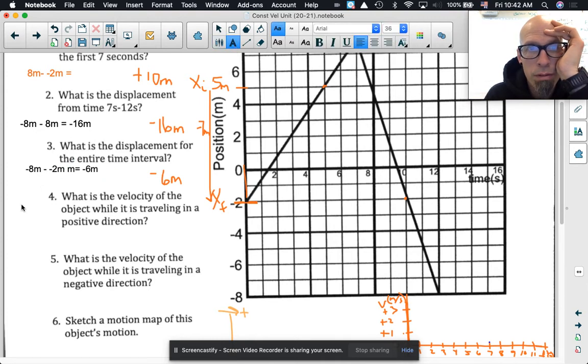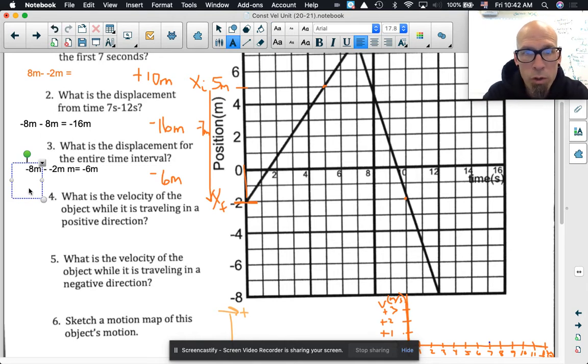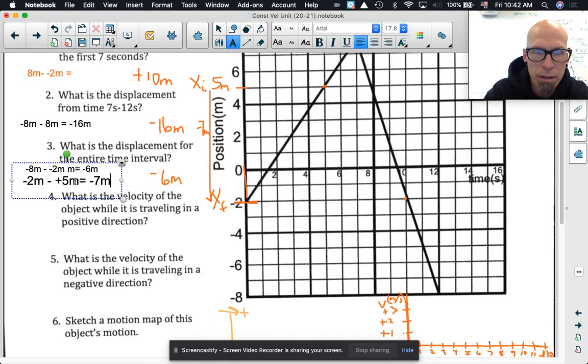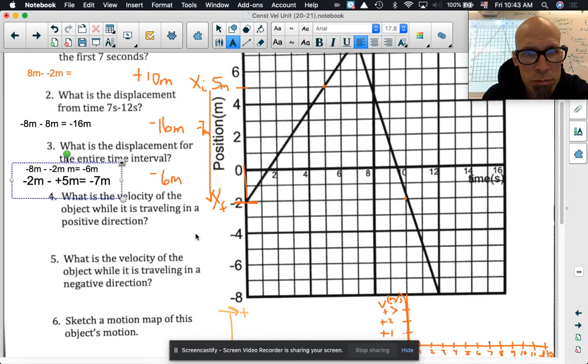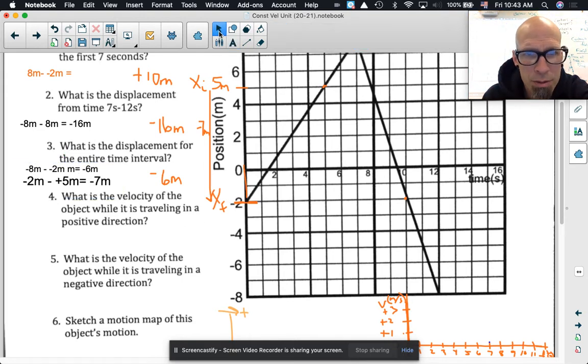Now, what if you do a little final minus initial? What's the final? We said -2. What's -2 meters minus +5 meters? Final minus initial equals what? -7 meters. If you have -2 minus another 5, that's -7 meters. So I hope that helps.